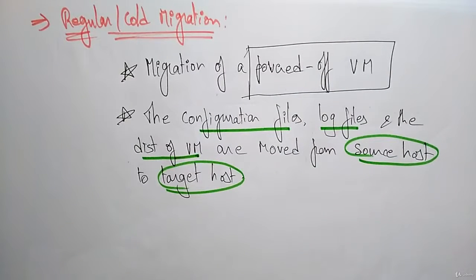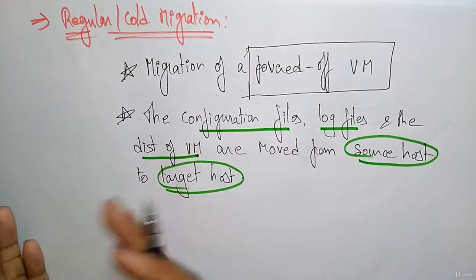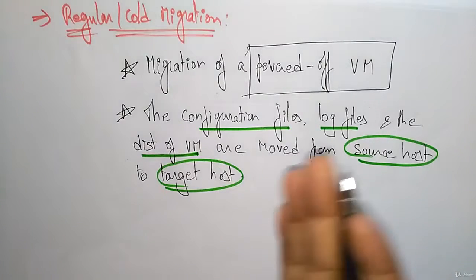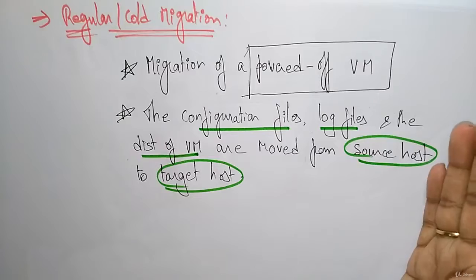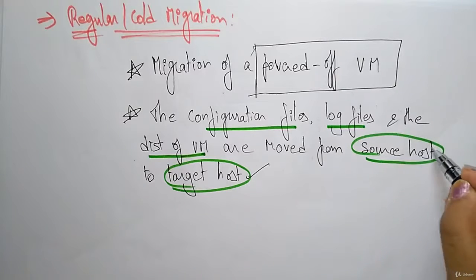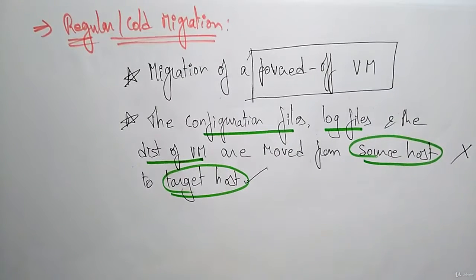The virtual machine is registered with the new host, that is the target host, and the old version of the virtual machine is deleted from the source host, just like in live or hot migration. I am talking about the old version of the virtual machine being deleted from the source host. So this is another technique of virtual machine migration: regular or cold migration, alongside live or hot migration.